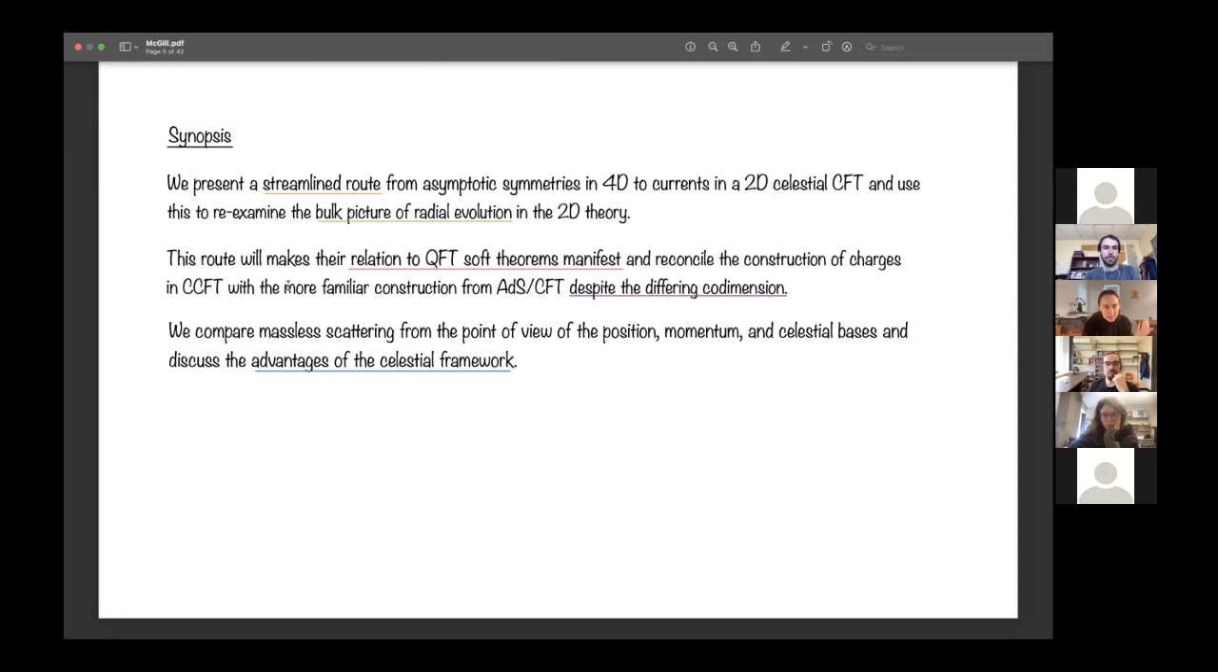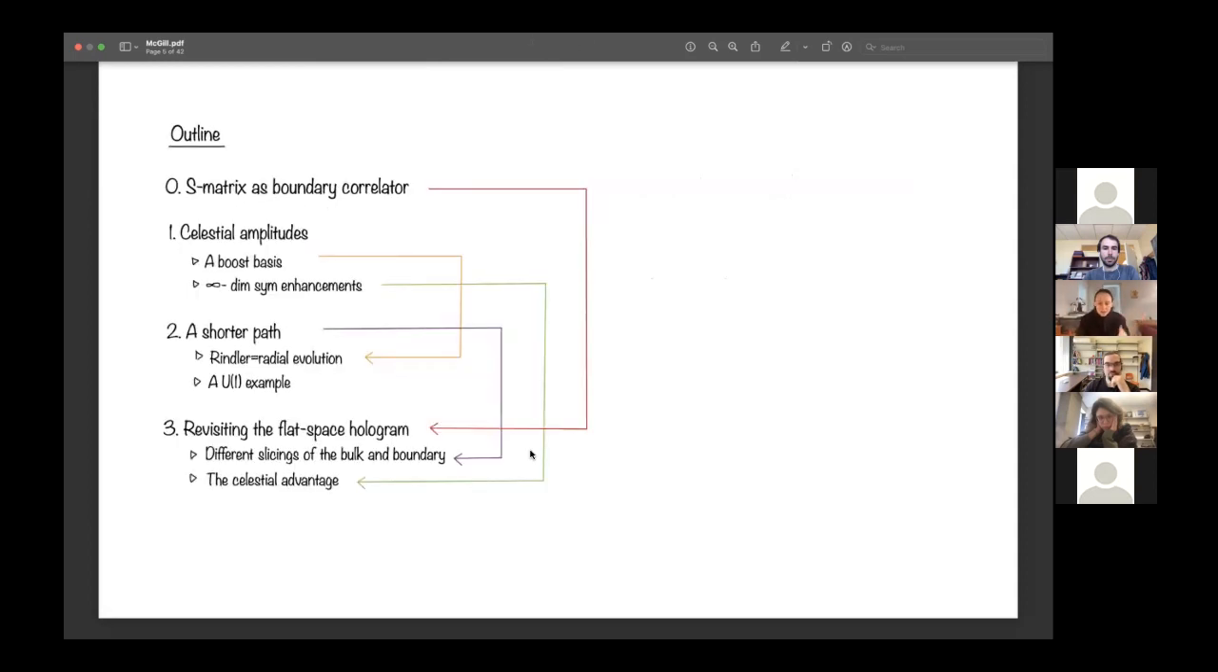Okay, so the next thing is that this route is going to make the relation to quantum field theory soft theorems manifest just from the way that we're slicing the bulk boundary. And we want to reconcile the construction of charges in celestial CFT with our more familiar notions of a hologram in AdS/CFT, where the codimension is only 1 versus now the codimension is 2. So what gives? The point is that when we look at massless scattering from different points of view, so just from the S-matrix or from boundary correlators on null infinity or the celestial basis, we're going to try to turn around what we've talked about before to see why the celestial framework has certain advantages, or why one in hindsight would want to chop up the bulk of the boundary in this way.